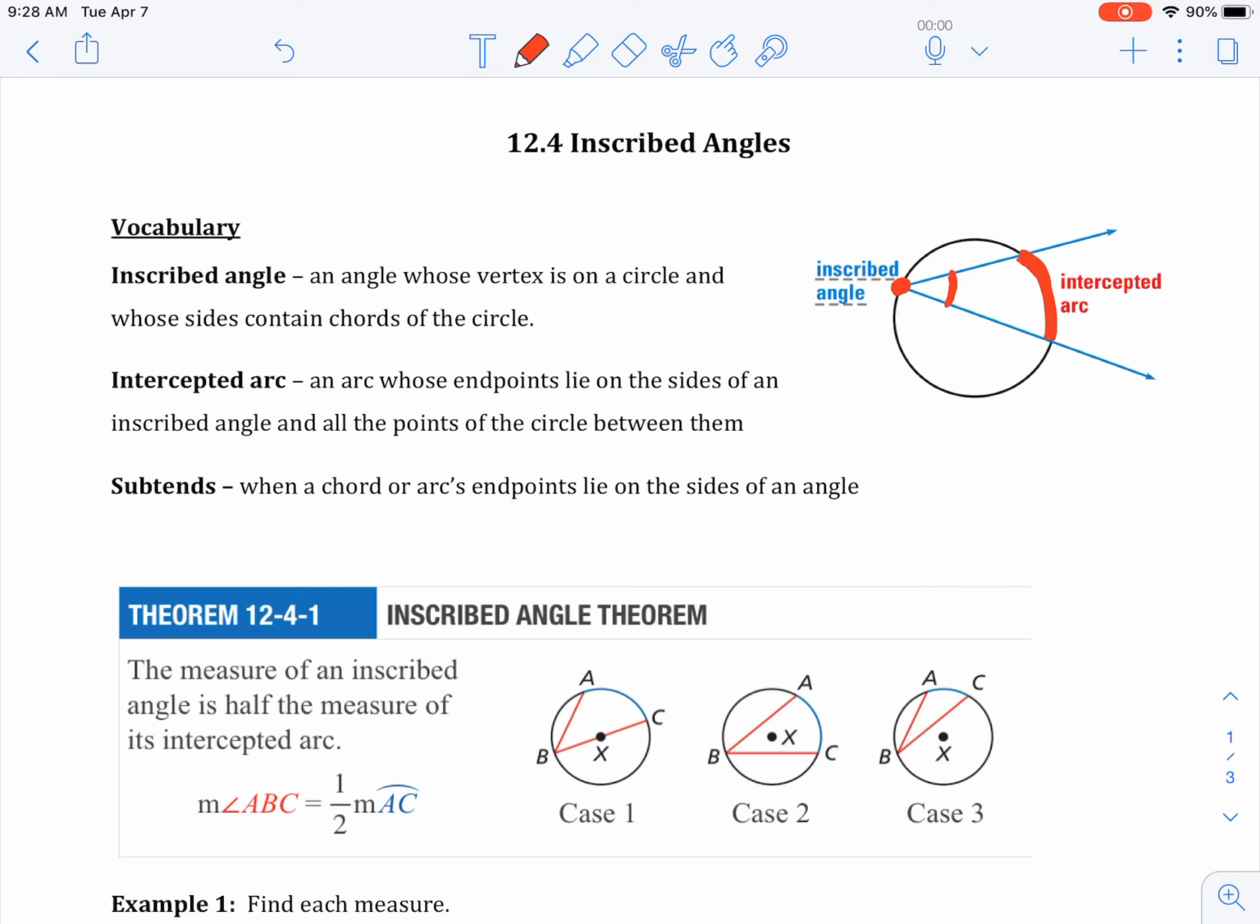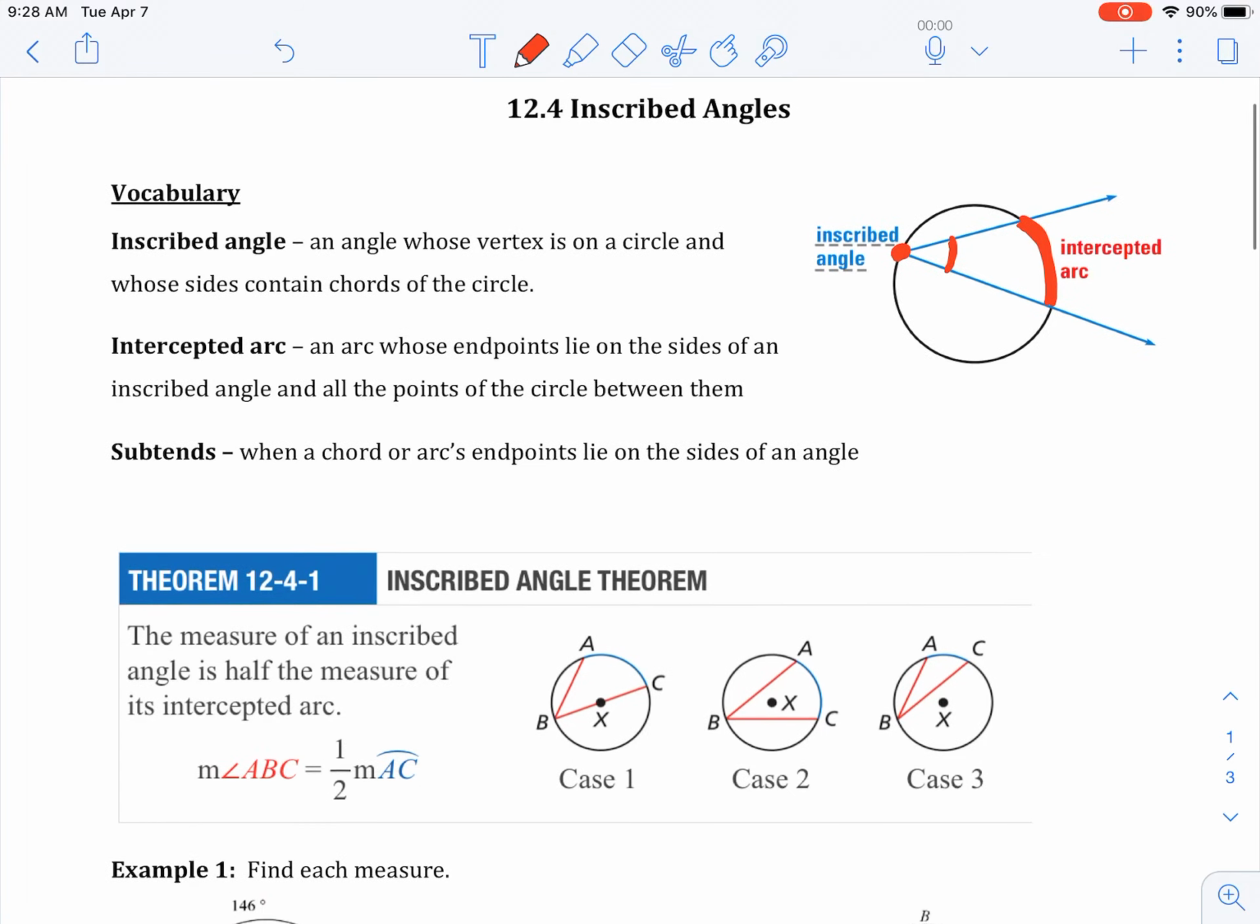Subtend is another vocabulary word that you might hear once in a while. I don't tend to use it, but it's when an arc's endpoints lie on the sides of an angle. So I use the words intercepted arc and inscribed angle, and I don't usually use that word subtend. But it was in the book, so I guess I included it in these notes.